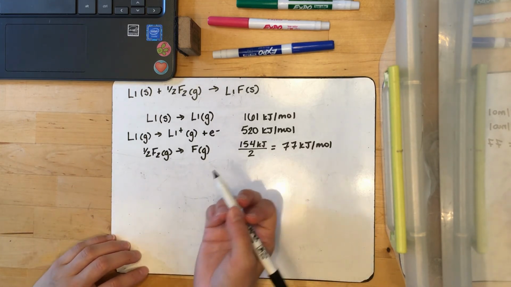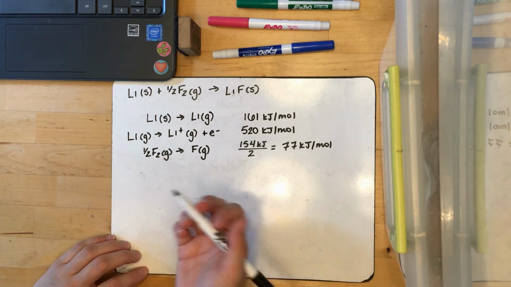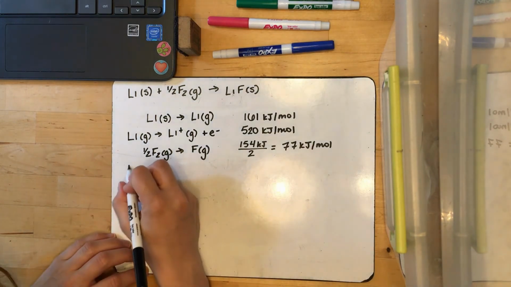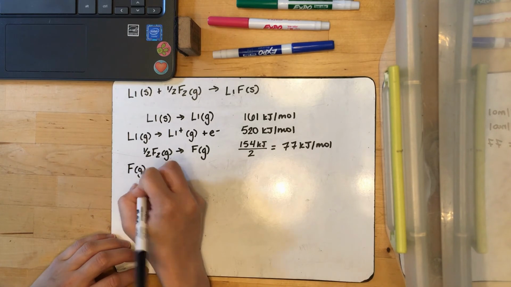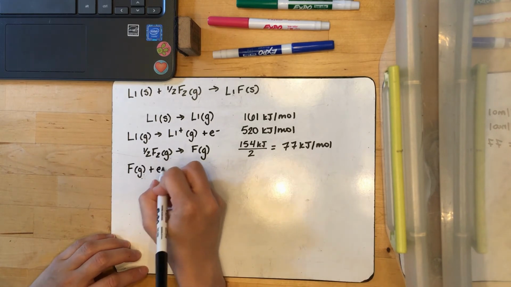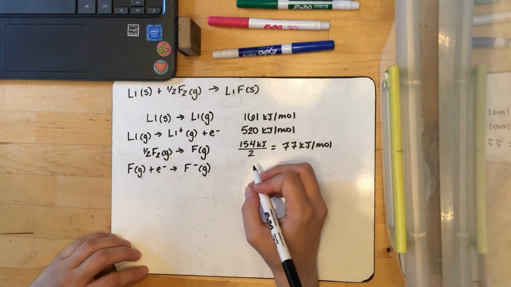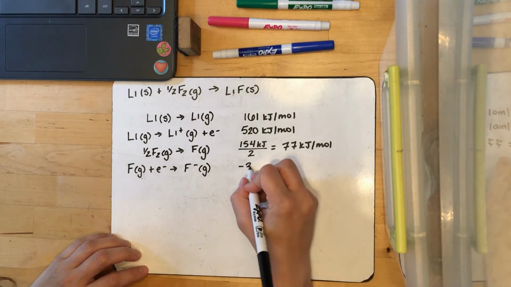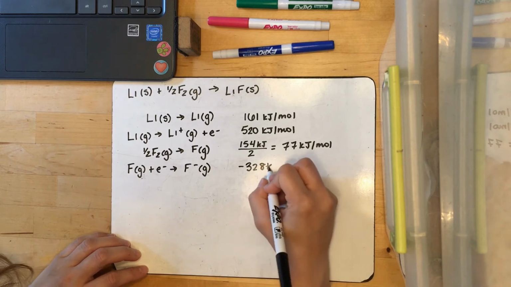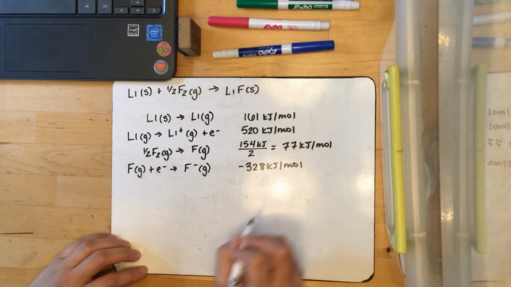Next, we need to turn that fluorine into an ion. Fluorine gains an electron to become an ion. This is its electron affinity. It's going to become negative, and that is negative 328 kilojoules per mole. That energy is being released.